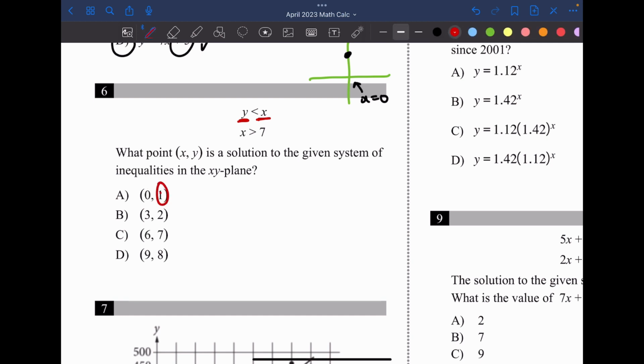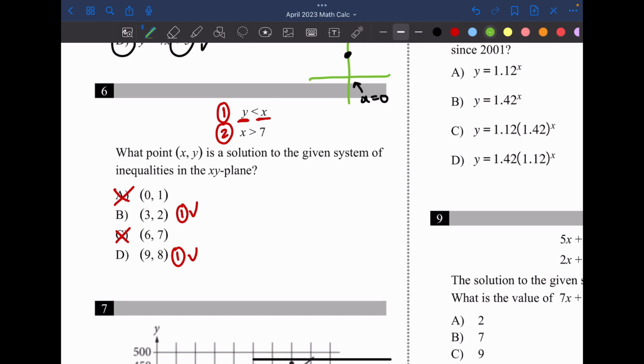Is 1 less than 0? No. So we already know A is going to be wrong. Is 2 less than 3? Yes. But we're going to leave it for now because it passes the first one. So I'm going to say check, because it passes the first inequality, but we don't know about the second one yet. And then the third one is 7 less than 6. No, so we can cross this out. And then for the fourth one, is 8 less than 9? Yes, so it passes the first check again.